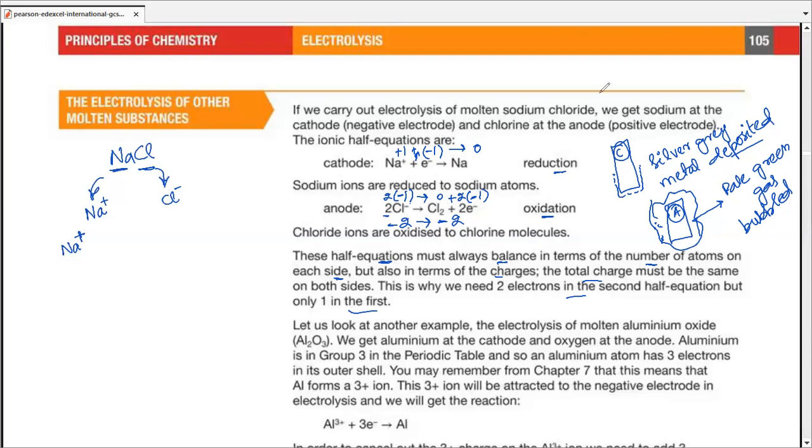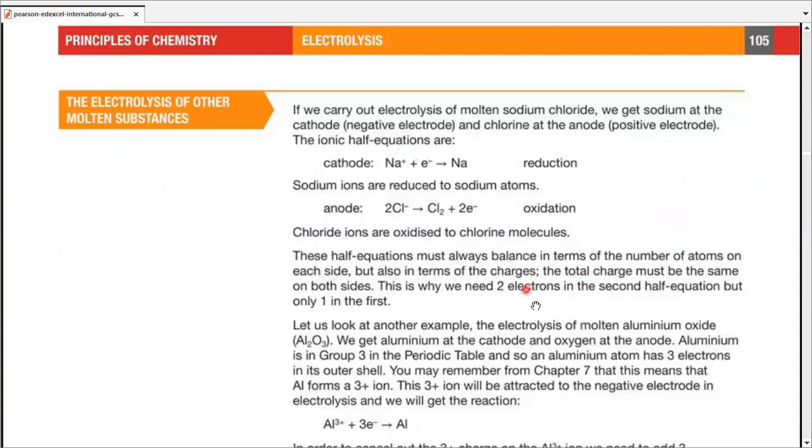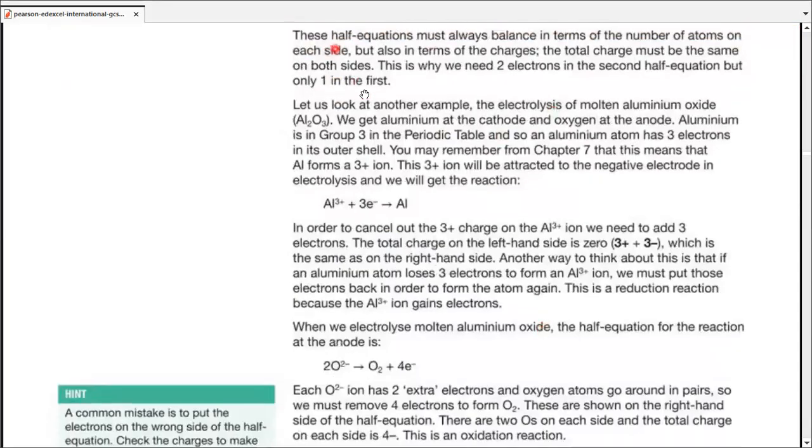Good. So moving on to aluminum oxide. Aluminum oxide is a little different since the formula consists of numbers. There are 2 atoms of aluminum and 3 atoms of oxygen in one empirical formula for aluminum oxide. Now, we get aluminum at the cathode since it's a metal and it's written on the left-hand side in the formula. Oxygen at the anode since it's a non-metal and written on the right-hand side of the formula.